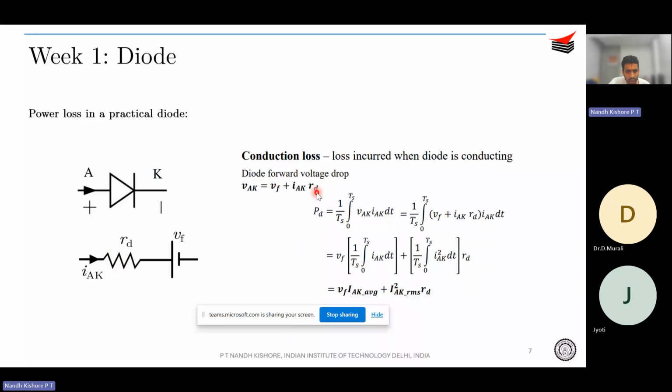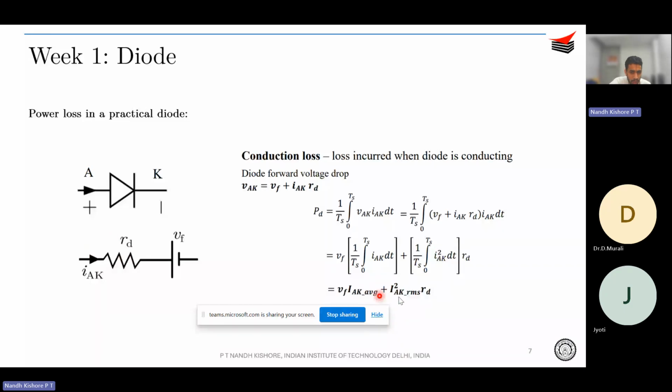So once you know that, you can compute what is the power loss in the diode. There would be a loss due to this cut-in voltage, and there would of course be the I square R loss due to this resistance. So we have combined both of that, and we see over here that the total power loss is basically VF into IAK average, plus IAK RMS square into RD.